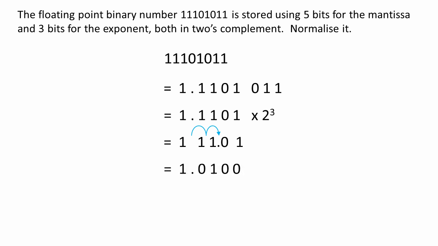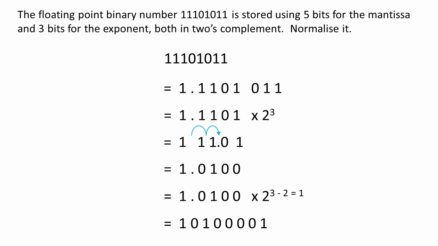Remove any leading 1s, so the mantissa starts with 1, 0, and pad it out to a total of 5 bits. The point was moved 2 places to the right, so subtracting 2 from 3 will give us a new exponent of 1. This is the normalised form. If you convert both forms back into denary, you'll see they both represent minus 1.5.